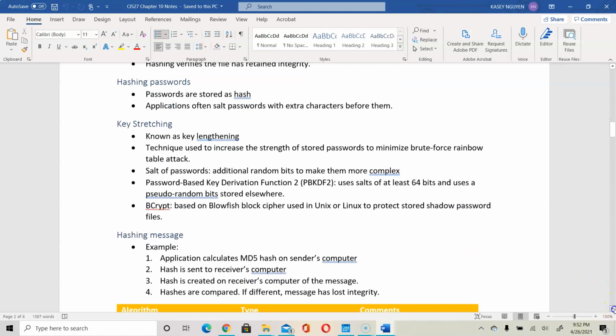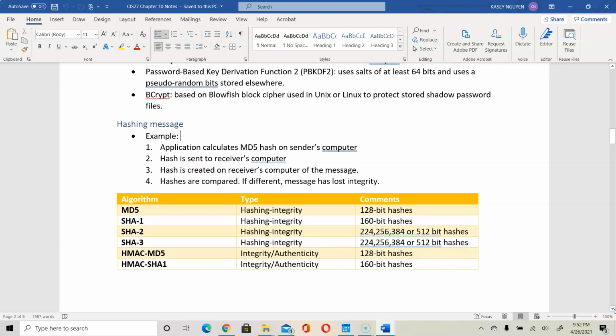So in the notes starting on page 2, you would see some hash example and a table of different hash algorithm and the comparison. So in the example, we would have an application that calculates MD5 hash on the sender's computer. The hash is then sent to the receiver's computer. The hash is created on the receiver's computer of the same message. Then the hashes would then compare on the receiver's computer. If it's different, then the message has lost its integrity.